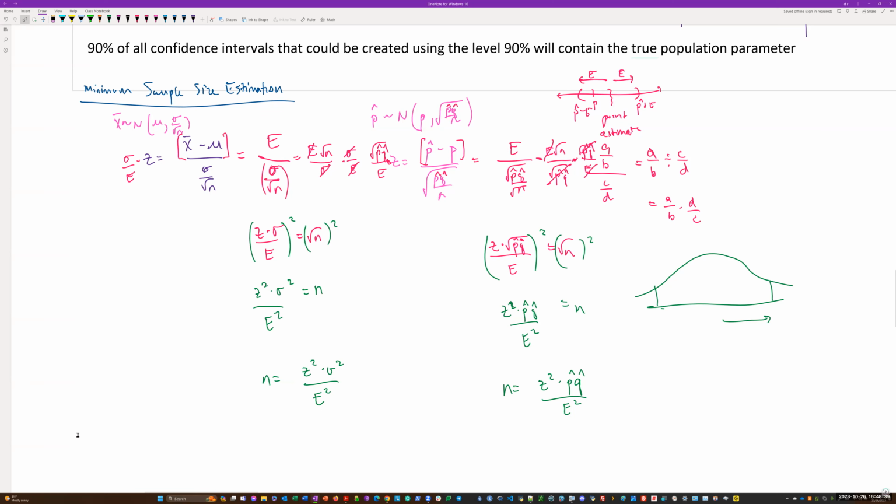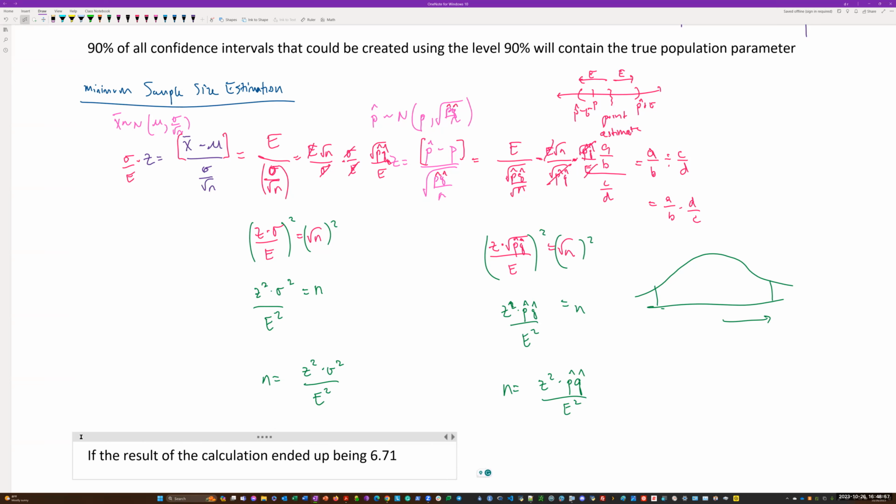what would that mean? What would you have to do then? If the result of the calculation ended up being 6.71, let's say 6.17 actually, 6.17. What does this mean? So if I say the minimum sample size calculation is this particular thing, and let's pretend I solved this correctly, right?